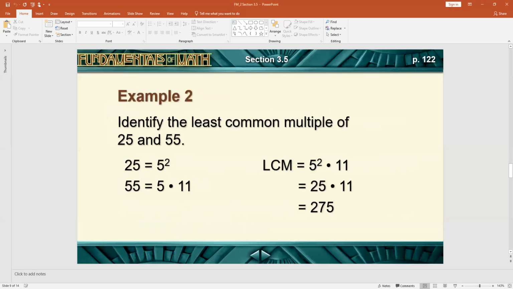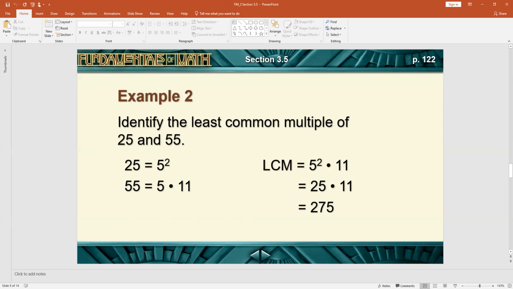All right, so let's look at example 2 that you've got in your textbook at the top of page 121. They want us to find the least common multiple of 25 and 55. When you do the prime factorization, 25 is 5 times 5, which is 5 squared, and 55 is 5 times 11. So 5 squared is the largest value with the base prime of 5. But then you also have the 11, and even though that 11 doesn't exist in 25, you have to include it in your least common multiple.